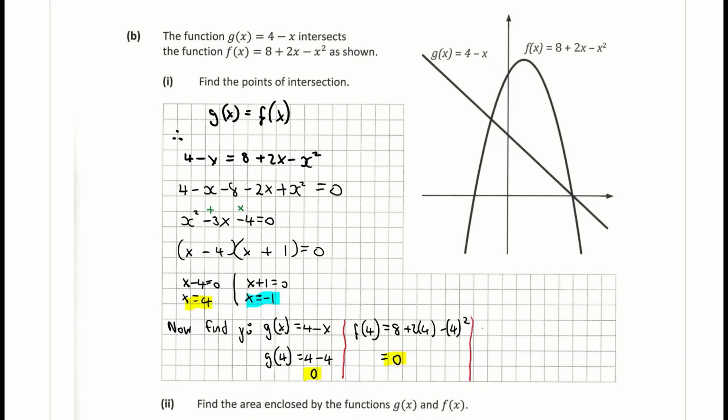So now I'm subbing into g of x or f of x, it's up to you, minus 1. I'm putting in 4 minus minus 1, which will become a plus. So that's equal to 5. And again, since we have time, let's double check that it would be the same if I put minus 1 into f. 8 plus 2 times minus 1 minus minus 1 squared. So use your brackets there and you should see that you get your solution to be 5.